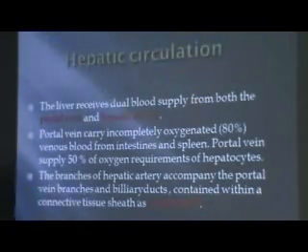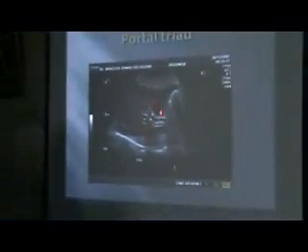So there is a dual blood supply of the liver, one from the portal vein and the second from the hepatic artery. These are invested in the same connective tissue sheath, which is called the portal tract. The portal tract is the area from where the vessels enter the liver.